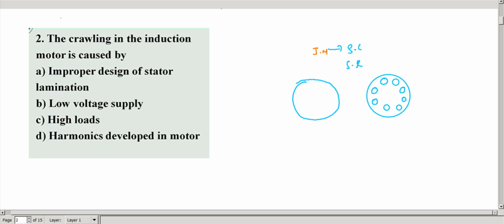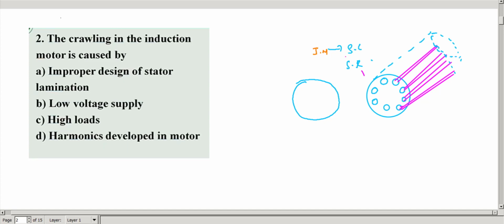If you see here, you are placing copper bars in these slots. Something like this, I am placing copper bars like this. Here, and this is short circuit. These copper bars are short circuited.